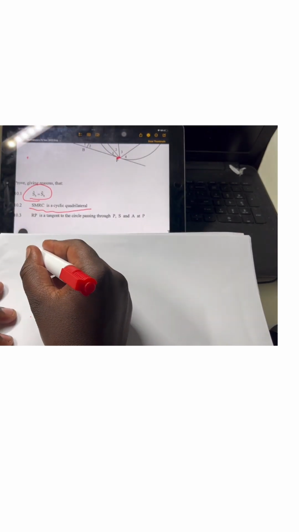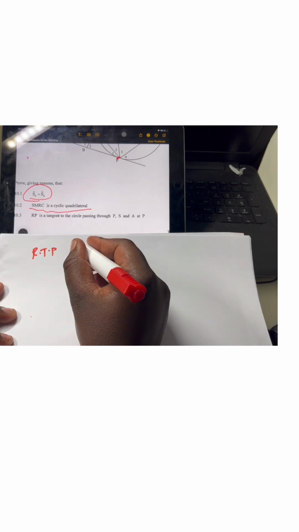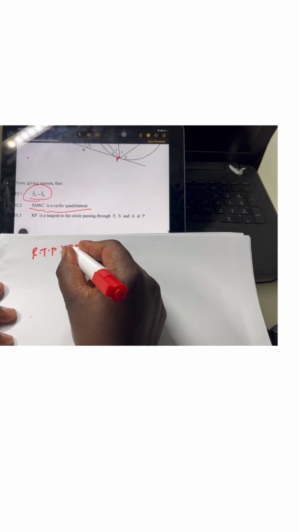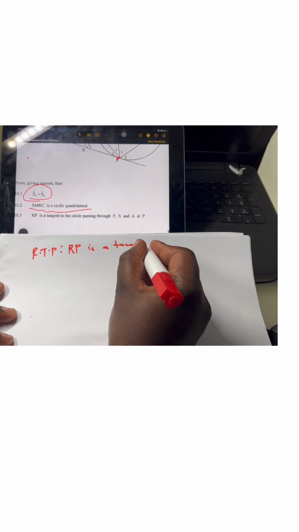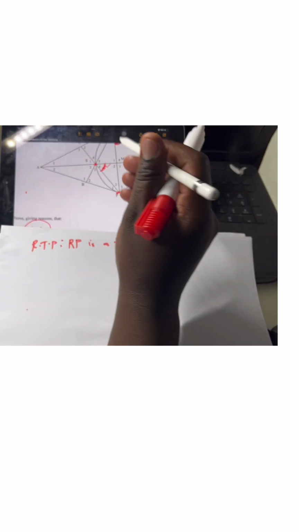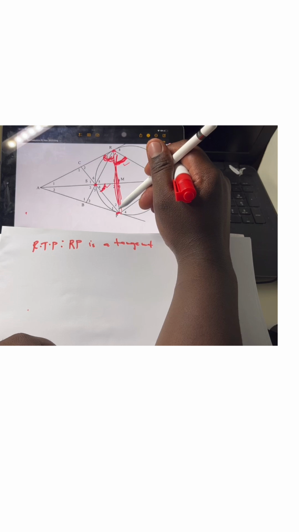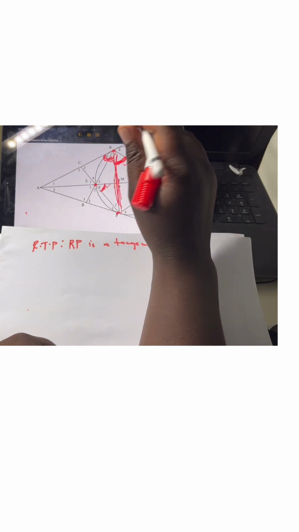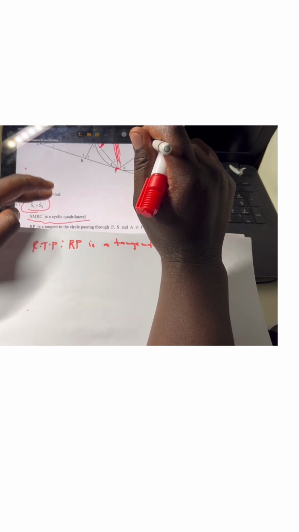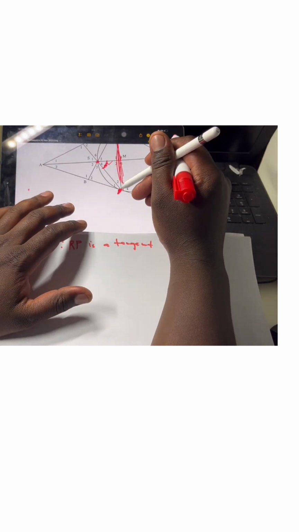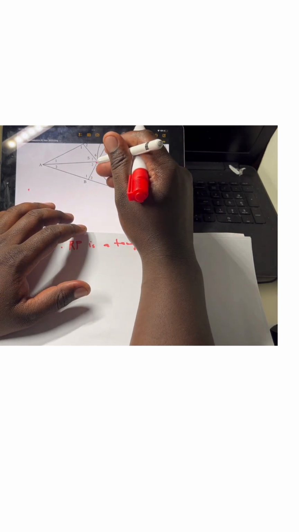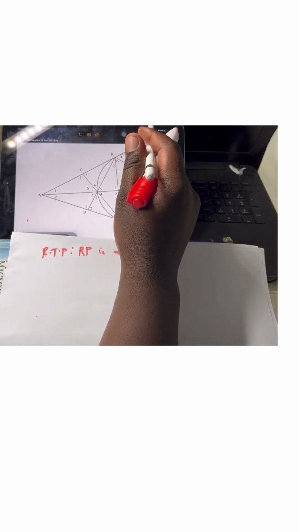We are required to prove that RP is a tangent passing through PSA, meaning this line RP over here is a tangent touching the circle PSA at P. So it's a tangent at this point, passing through P. This is P, S, A. Now let's try it. Let's go, guys.